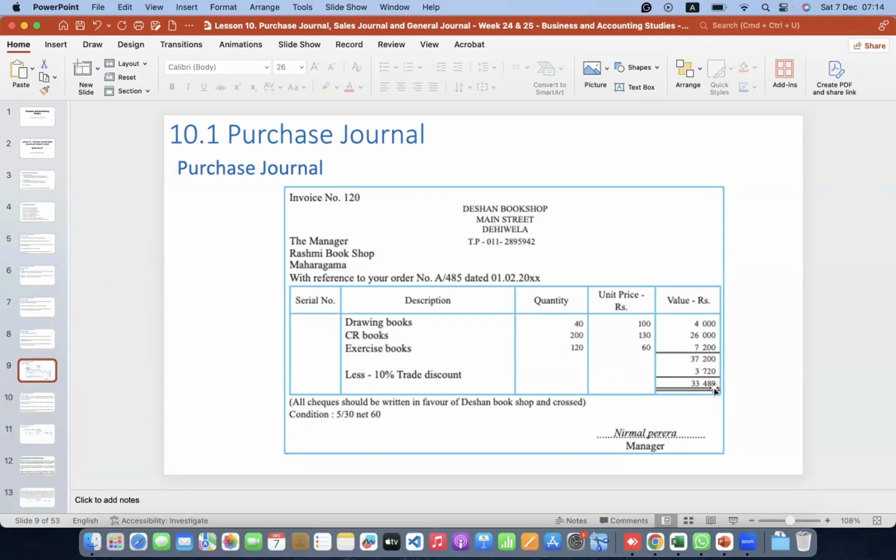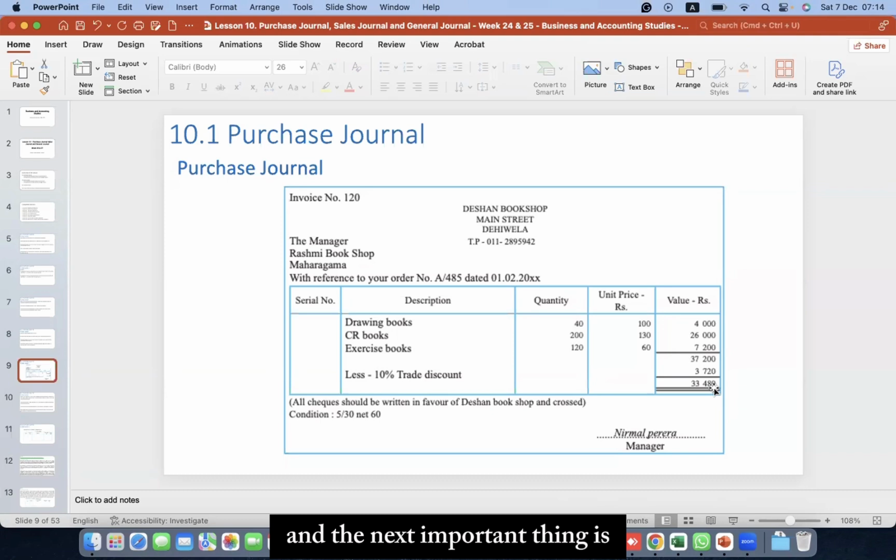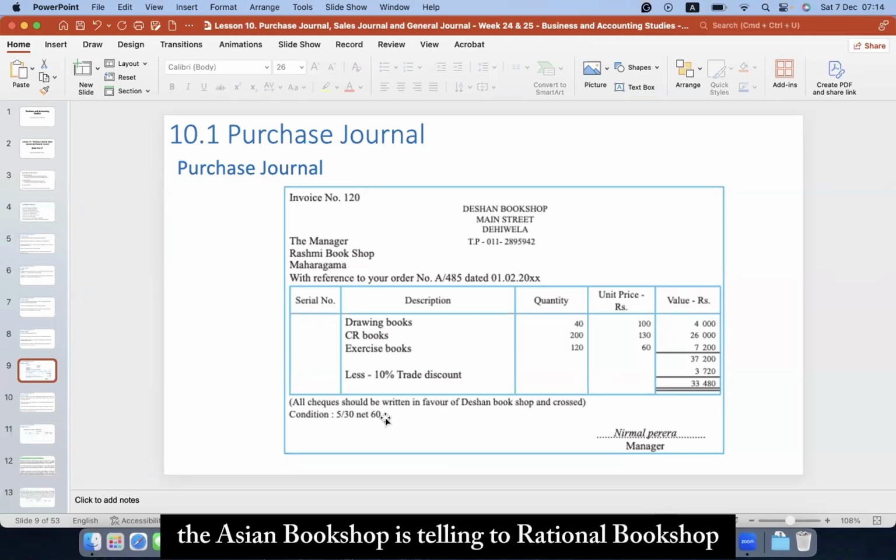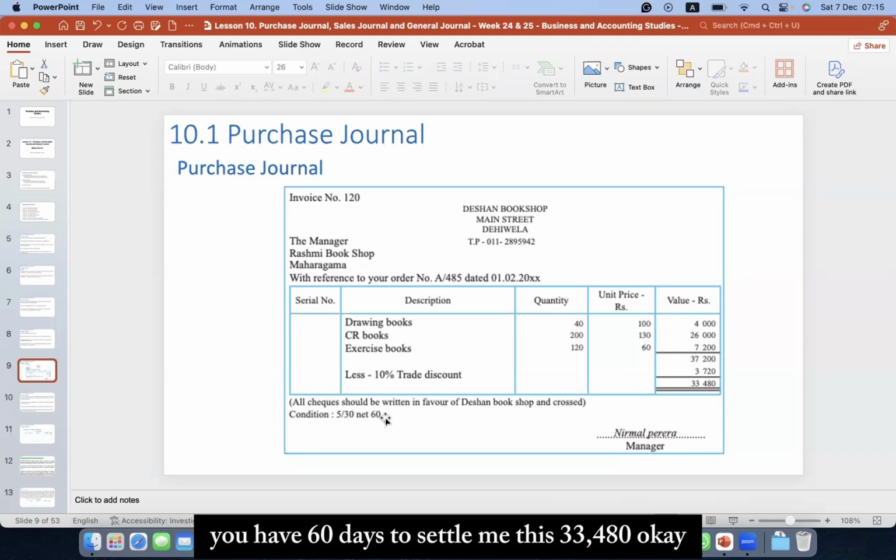Okay, and the next important thing is you have a condition here. Condition 5/30 net 60. What does it mean? Let's say Deshan Bookshop is telling Rashmi Bookshop, hi Rashmi Bookshop, you have 60 days to settle me this 33,480. Okay, you have 60 days to settle me this 33,480.